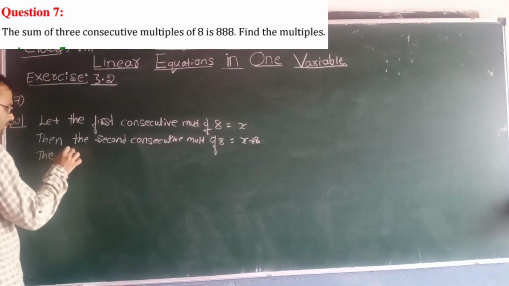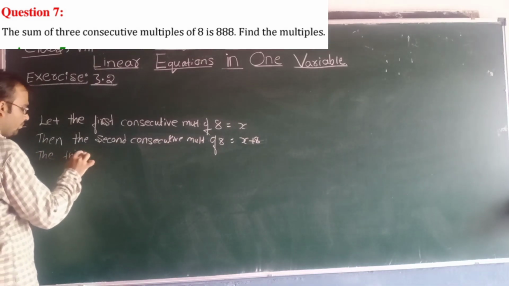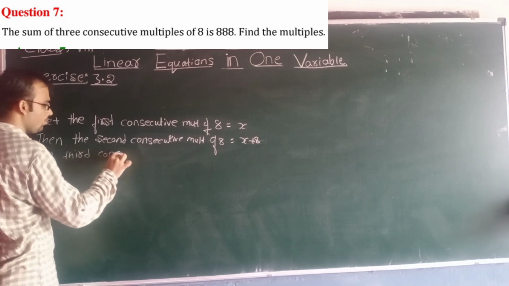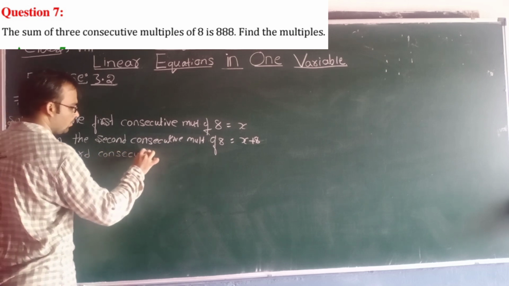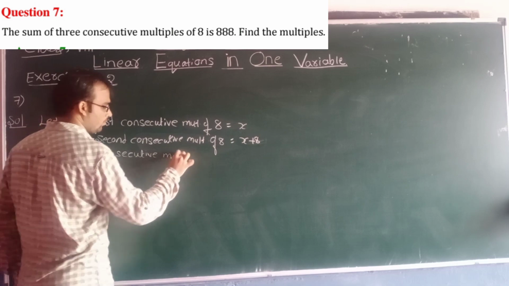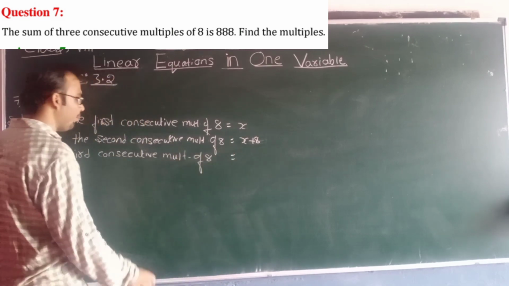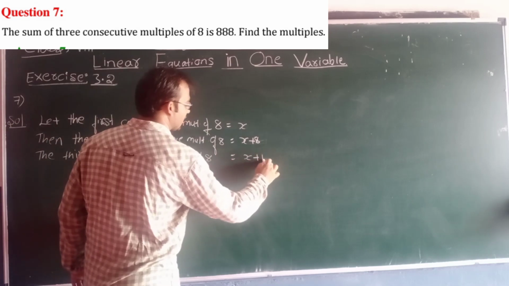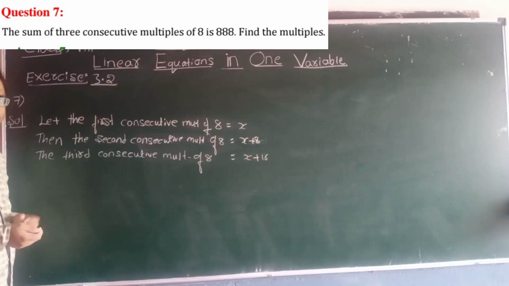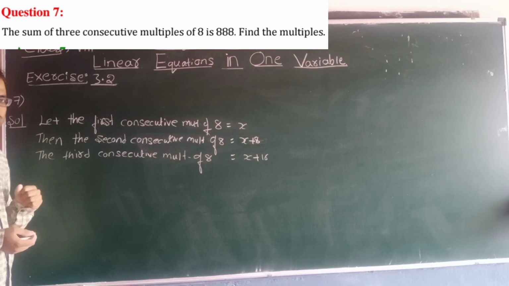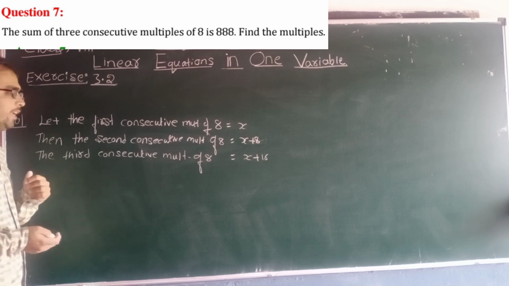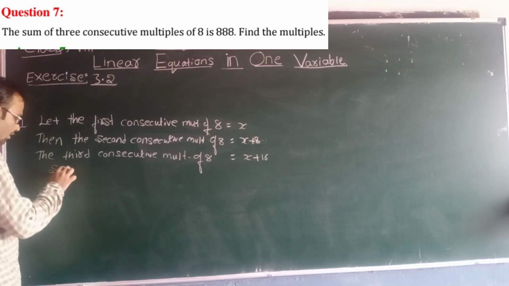The third consecutive multiple of 8 is what? x plus 16. So what they have given, students? When we add the three consecutive multiples, what we need to get? 888.